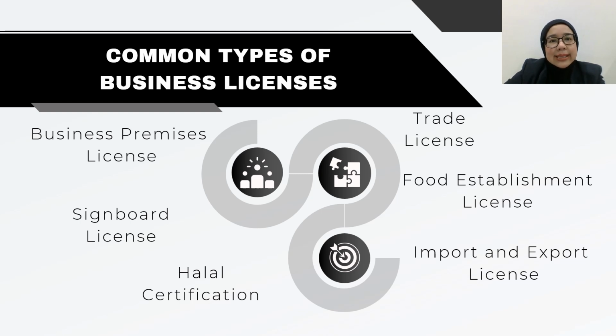The third one is the signboard license, required for displaying signage or advertisement outside business premises. It is issued by the local authority or municipal council. And we also have the food establishment license, required for businesses involved in food preparation, handling, or selling, issued by the local health department or relevant authorities.